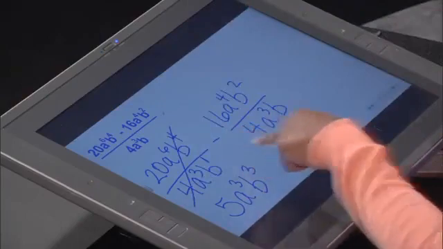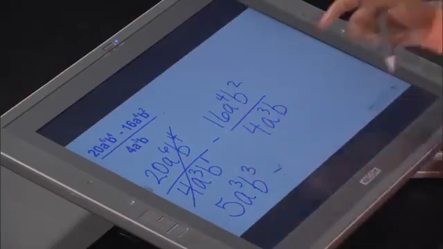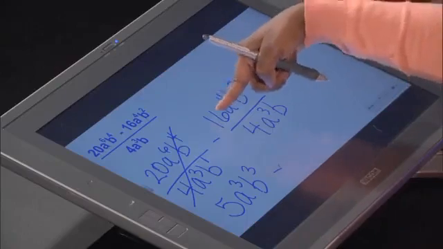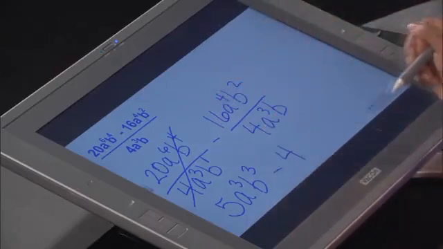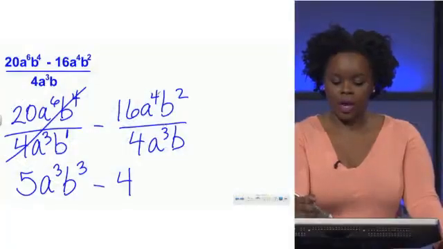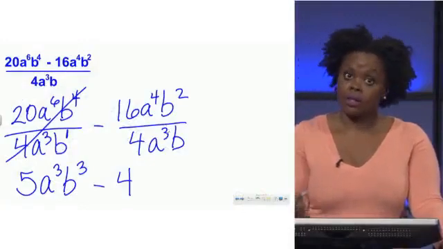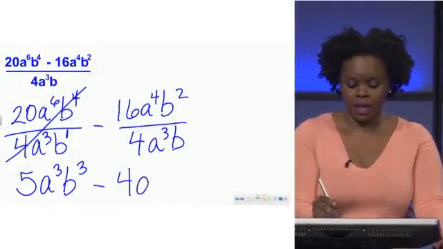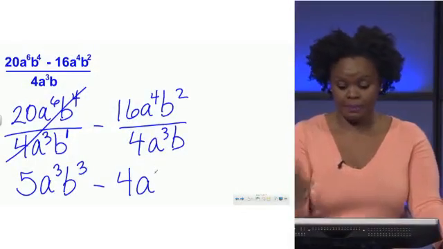Okay, I'm going to bring down the minus sign, then we're going to handle this part. So coefficients first. 16 divided by 4, that is 4. All right. Let's handle these exponents with the a's. We've got a 4 and a 3. I need to subtract. 4 minus 3, that's 1. So a to the first, but remember we don't generally write the 1.